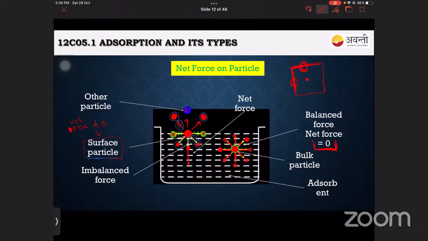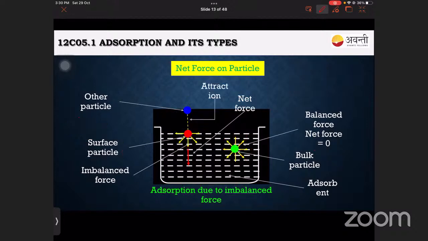Okay, fine. No issue. Let's move on to the next slide. Now, see here, due to this adsorption, due to this imbalance in the force at the surface molecule.